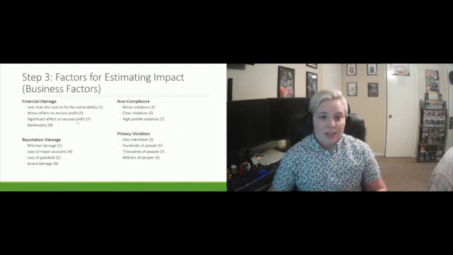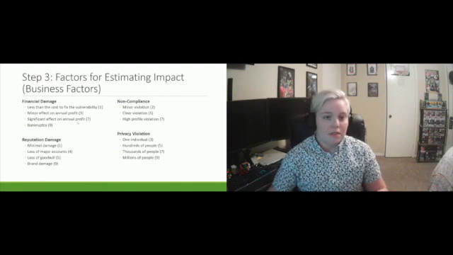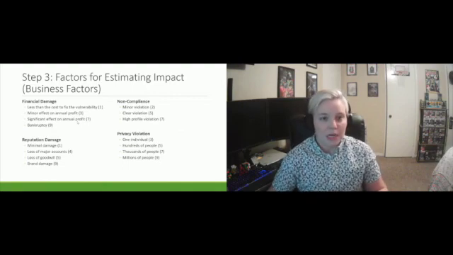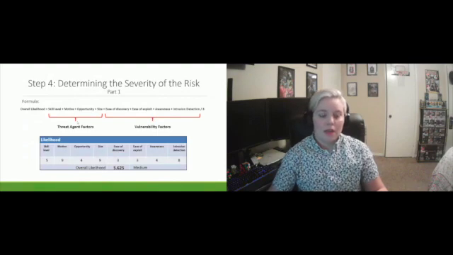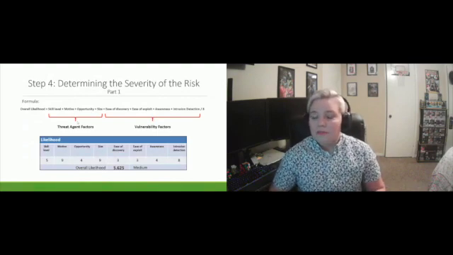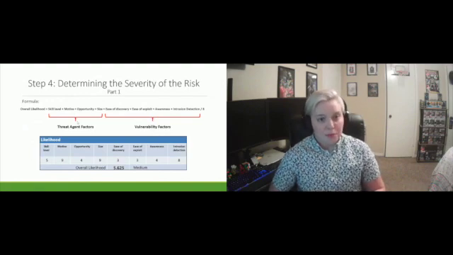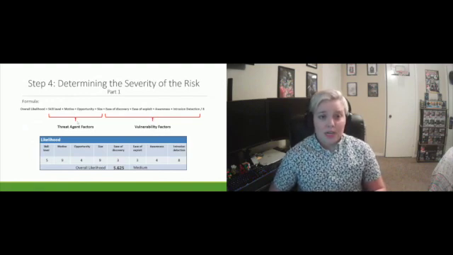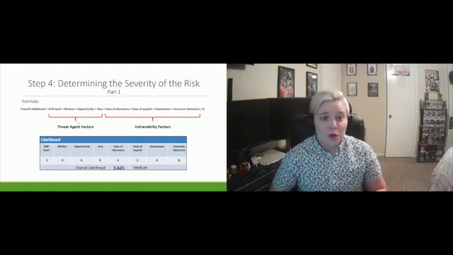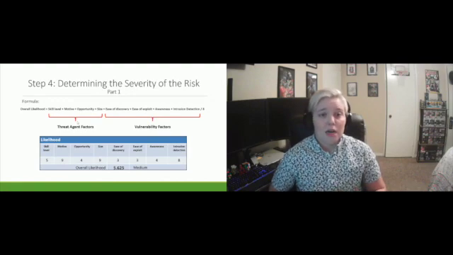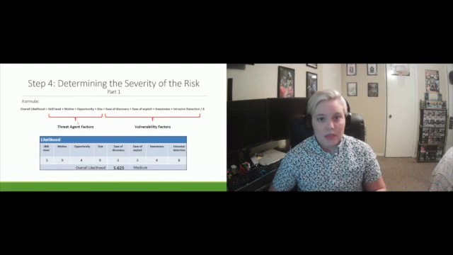And our final factor here is privacy violation. How much personally identifiable information could be disclosed if this asset was to be compromised? Now that we've run through the factors, we move on to step 4. And this is where you get the answer to the overall question, which is, how severe is this for me? This is where we start determining our overall severity of this risk.